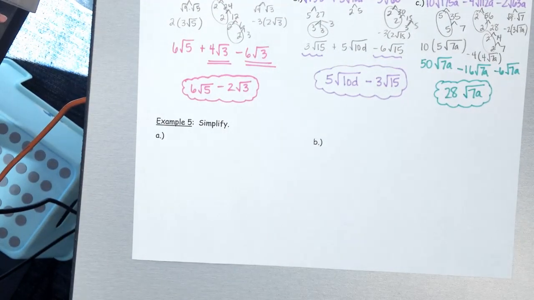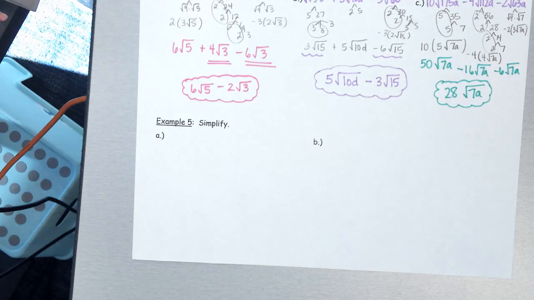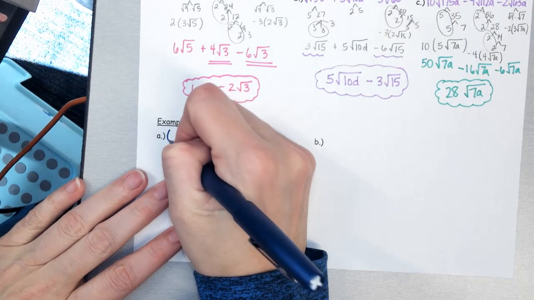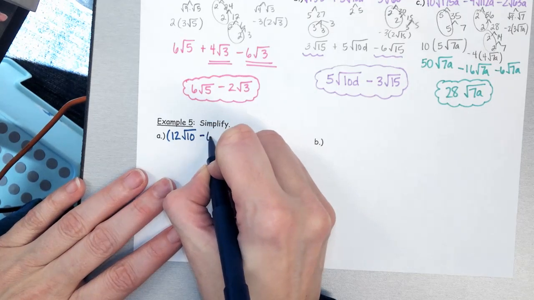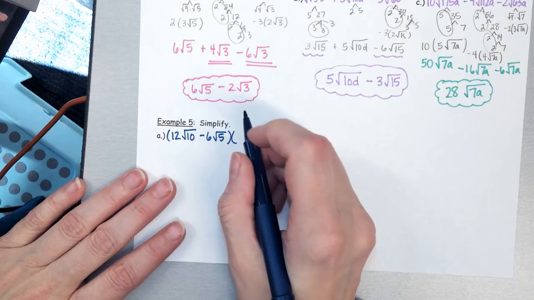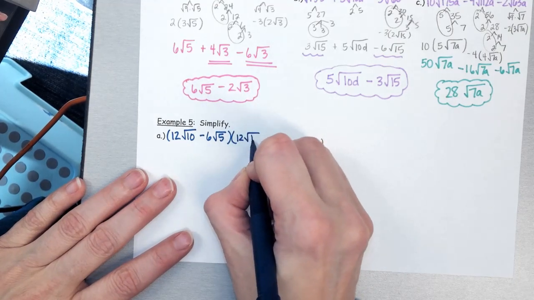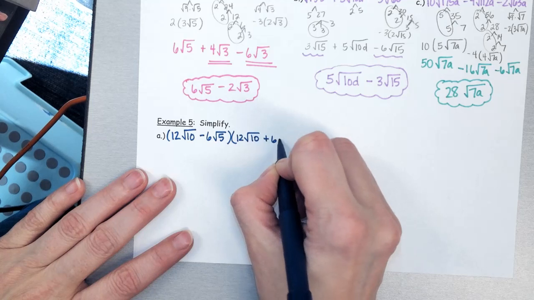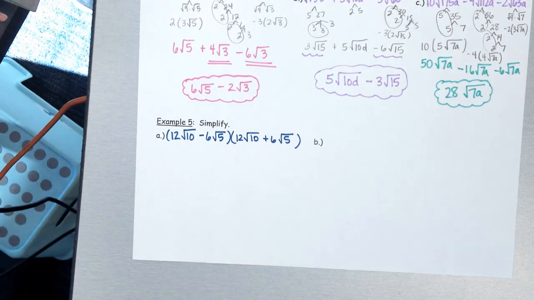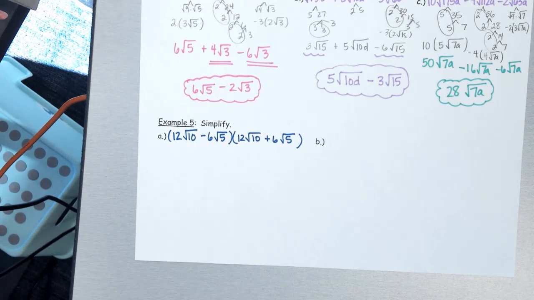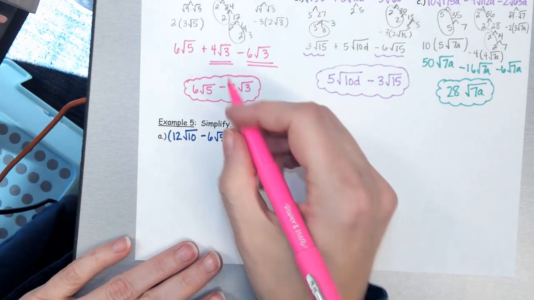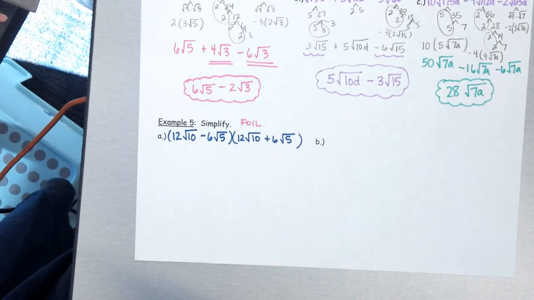Now we are going to multiply. Okay, so we have 12 root 10 minus 6 root 5 multiplied by 12 root 10 plus 6 root 5. Okay, so what we have here is a binomial times a binomial. Whenever you're multiplying two binomials, you employ the FOIL strategy.